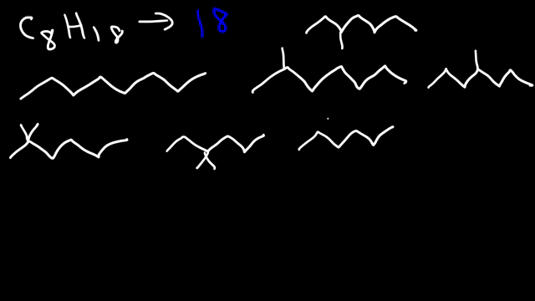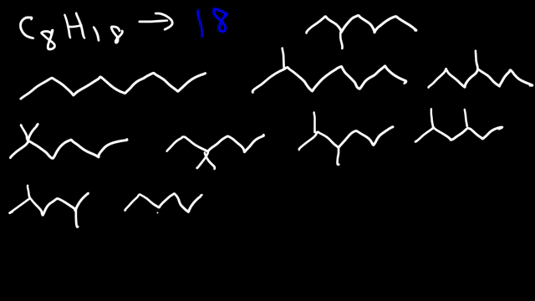Now we can place 2 methyl groups on different carbon atoms. So let's say carbon 2 and 3, 2 and 4, or 2 and 5. We can also place a methyl group on carbon 3 and on carbon 4, because that will be different as well.